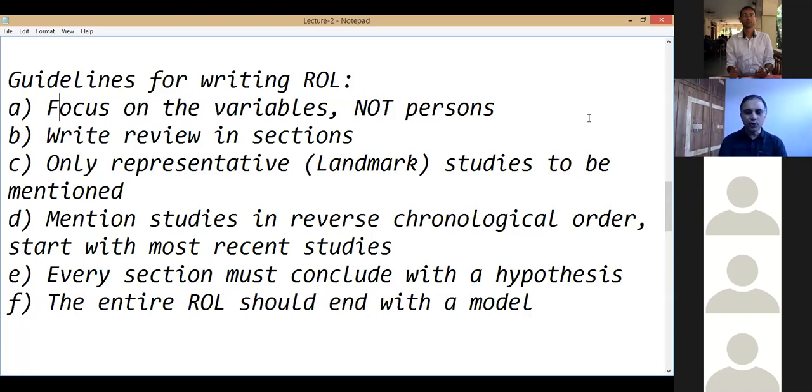So please look for these two variables, and I am looking for the relation between the two variables. It doesn't matter whether two people have proved it or 100 people have proved it. The variables are still two. So focus on the variable, not on the persons.